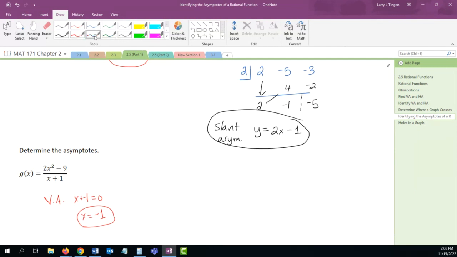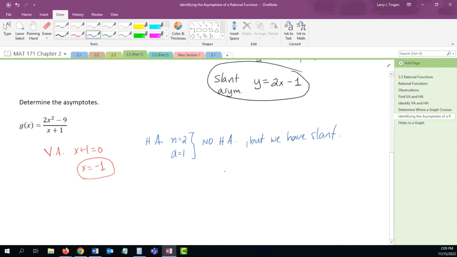How about that horizontal? Numerator has degree 2, denominator has degree 1. So that means what? I have no horizontal again, but I do have a slant. And I find it the exact same way. I'm dividing by x plus 1, so negative 1 goes into the box. I have 2x squared. I don't have a term with just x, so that gets a 0 for a placeholder.